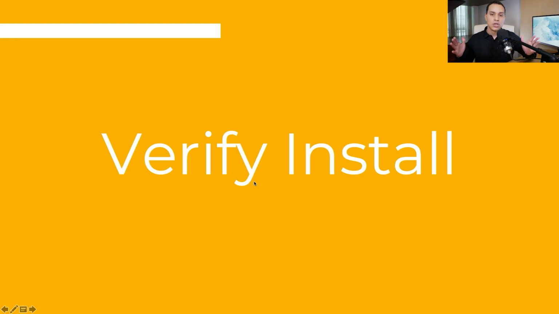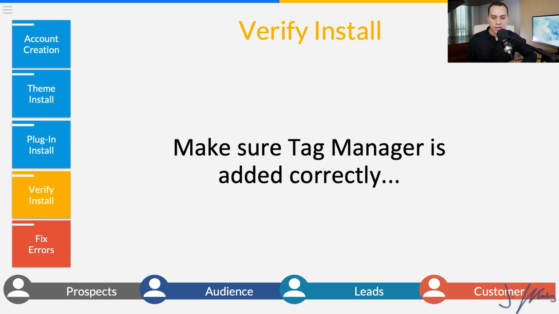And now it's time to verify the install. So whether you installed it on your theme or you used the plugin, there is a free Chrome plugin. We're talking about lots of plugins today. There's a free Chrome plugin to help you understand if the tag is on your site and if it's actually firing correctly. Now you're going to see that there's an error, but we'll get to why that's an error in a moment.